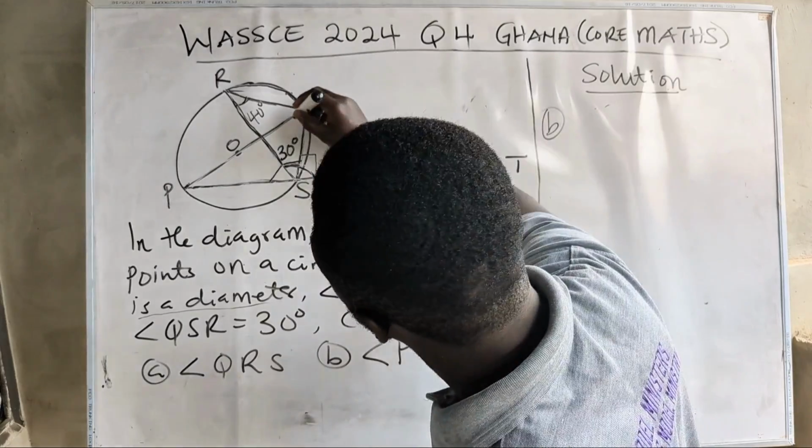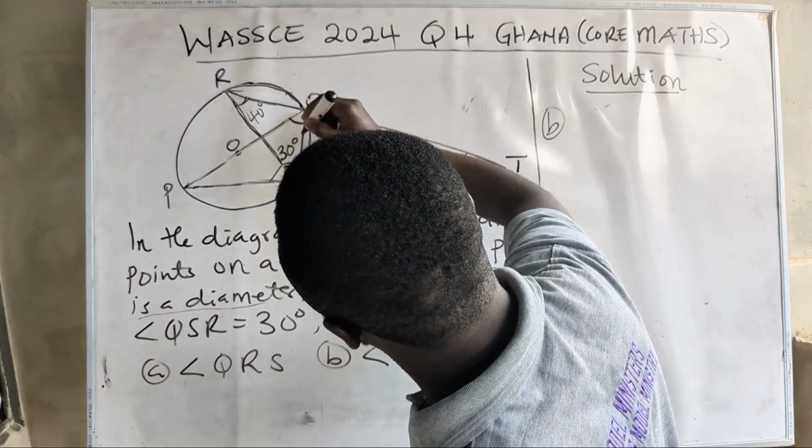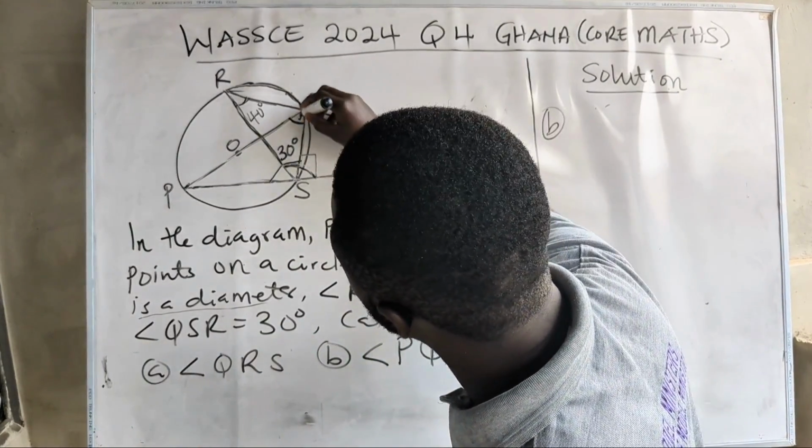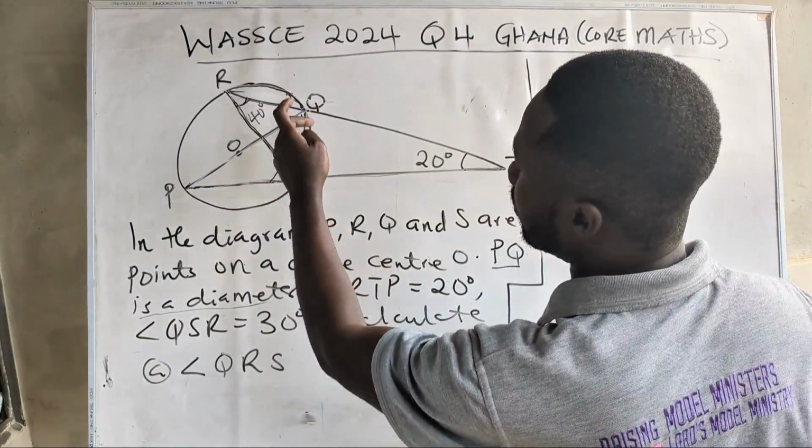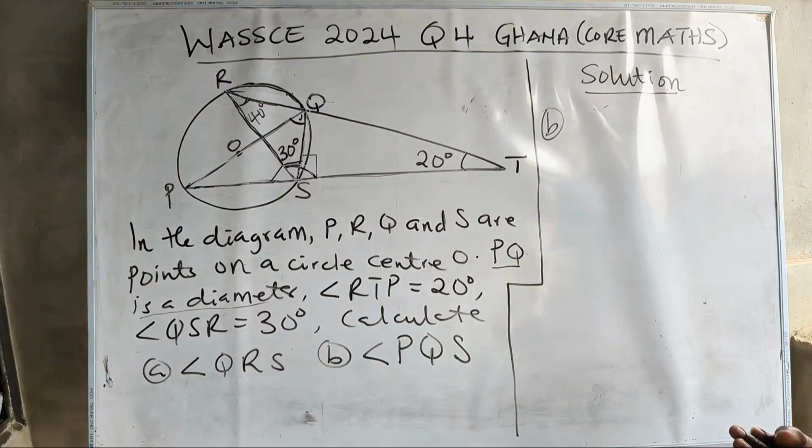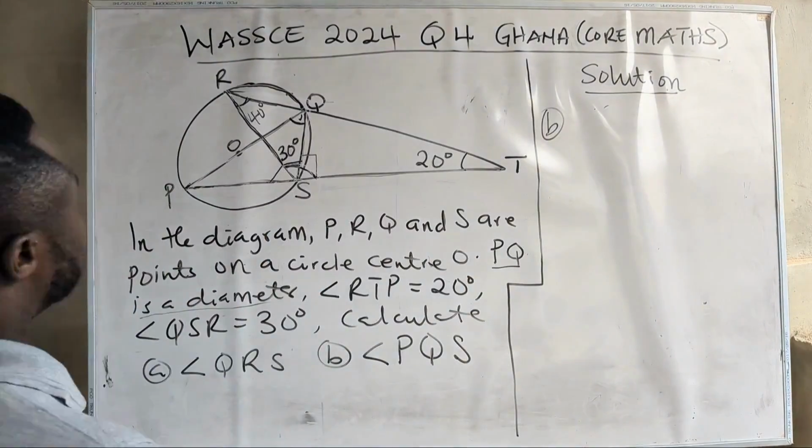PQS. That is the angle here. Okay, this particular angle, PQS. That is the place we are supposed to find. Alright, so let's look at something.